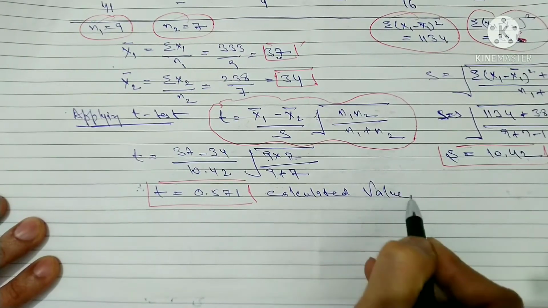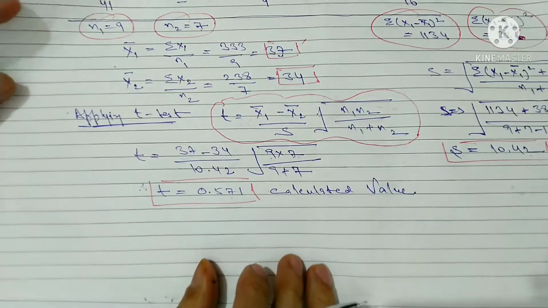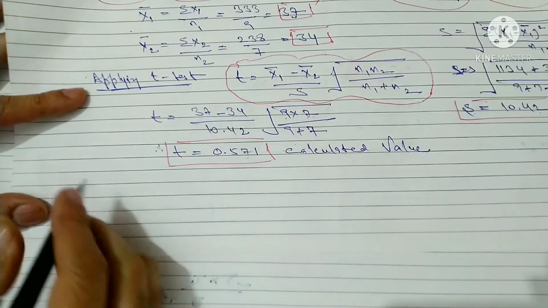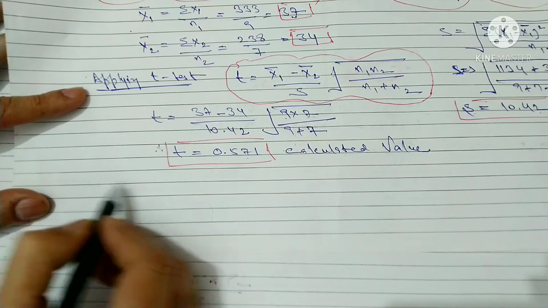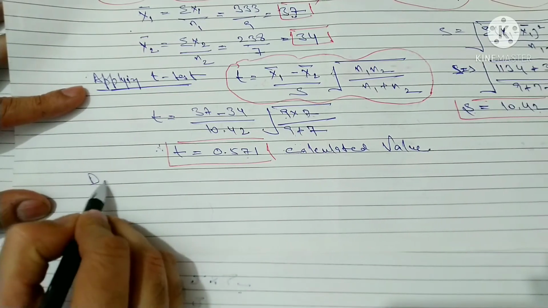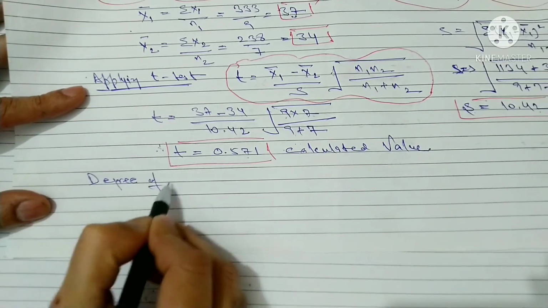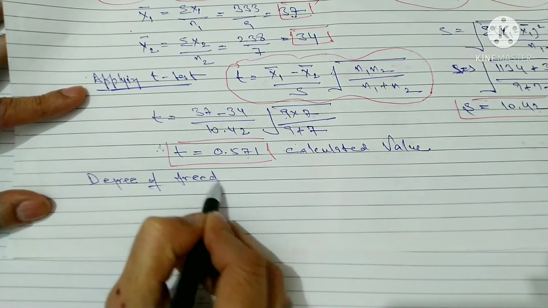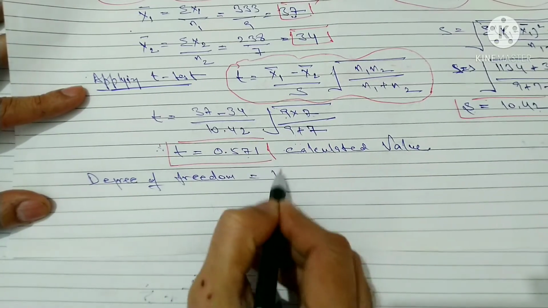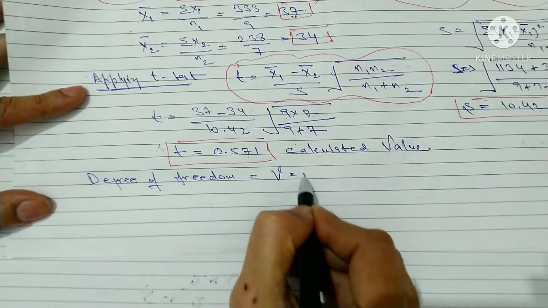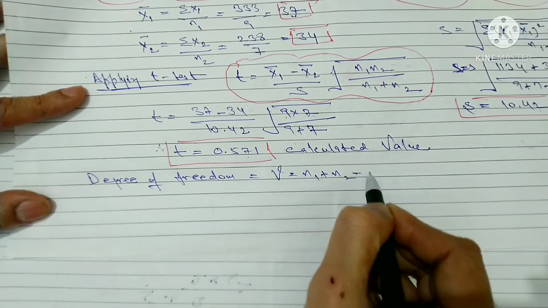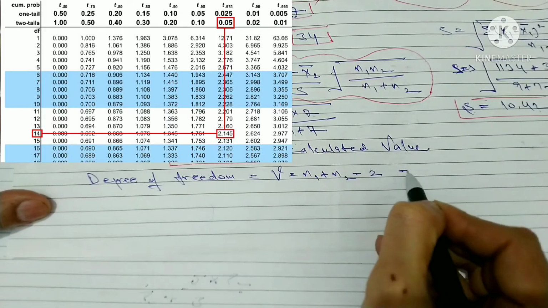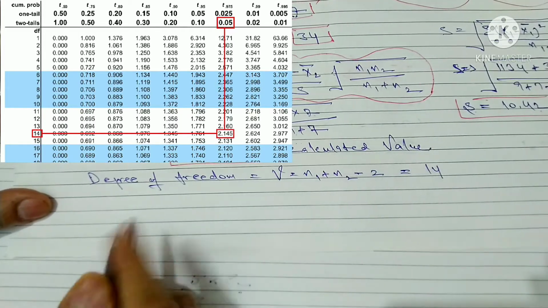Calculated value of t is 0.571. Now the table value of t. First calculate the degree of freedom. Degree of freedom, nu, equals n1 plus n2 minus 2, which is equal to 14.